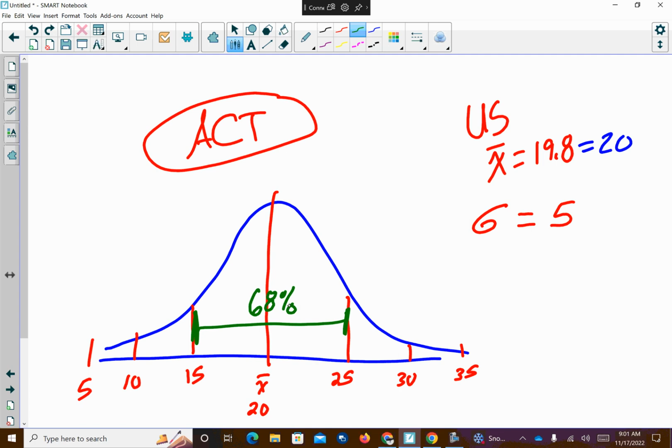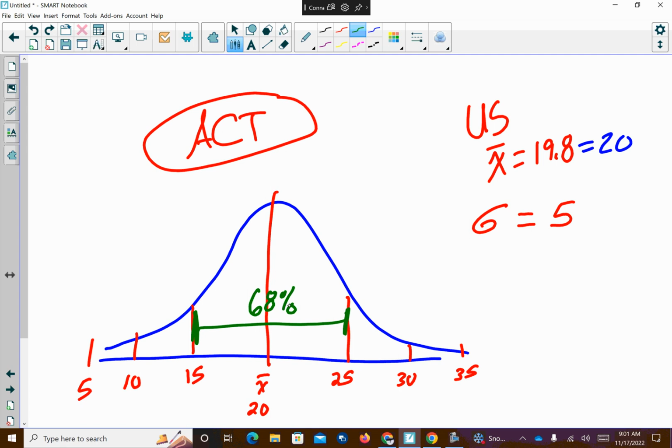Okay? So that means that 34%, half of 68, will fall between a 20 and a 25, and 34% will fall between a 15 and a 20. If we went a little bit further, you're going to get a larger amount of people that would fall between a 10 and a 30, and a larger amount that would fall between a 5 and a 35. The amount that falls between 5 and 35 is not 100% because we can actually go further.